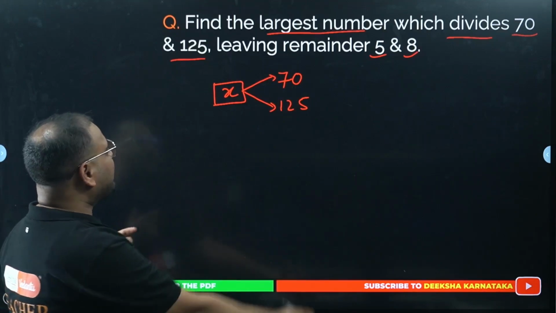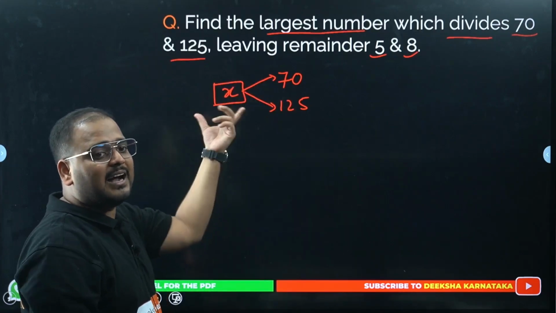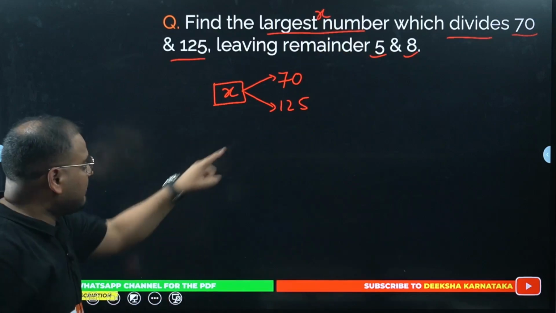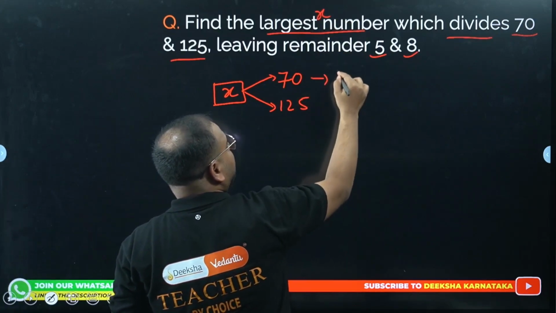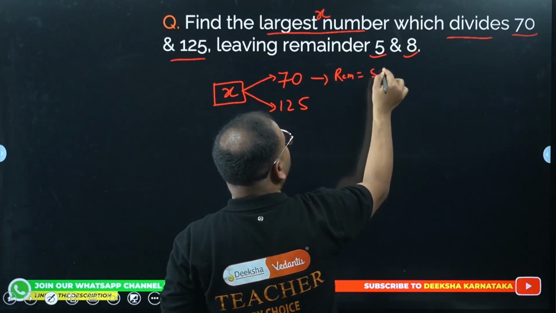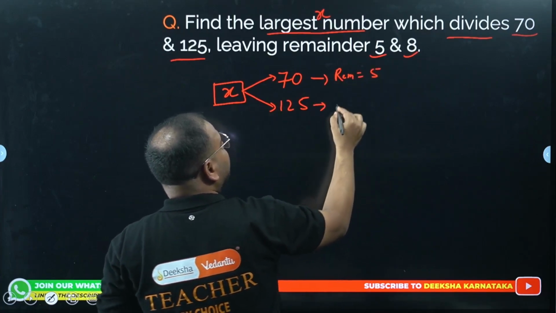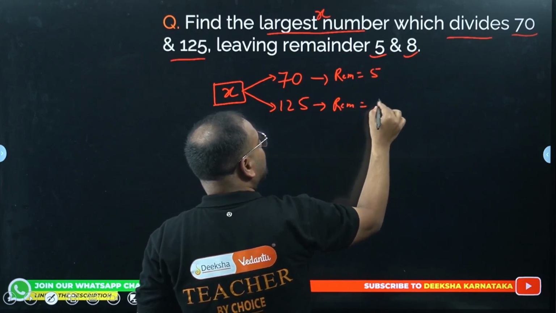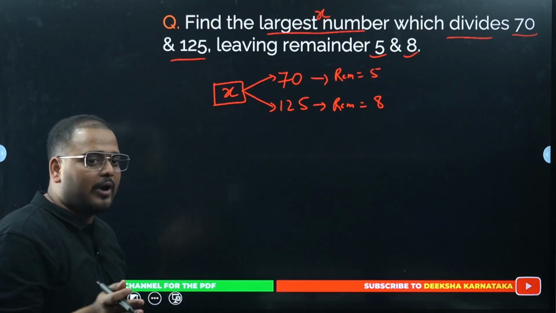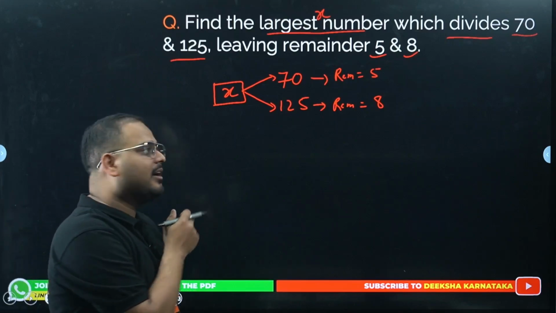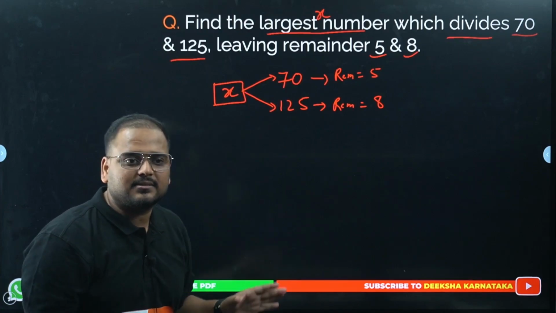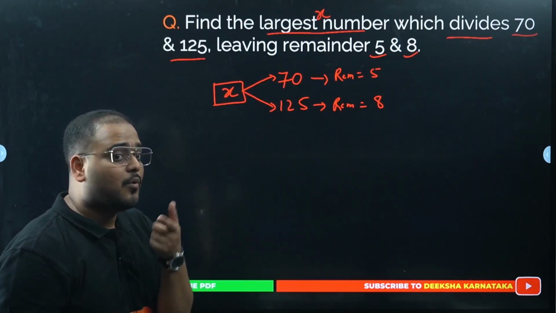So let's say we are dividing. What is the question saying? Let's say x is that largest number. When dividing 70, what is my remainder? The remainder is 5. And dividing 125, the remainder is equal to 8. So right now, from the question statement, 70 is not divisible by x and 125 is not divisible by x. But if I make some change, what change?